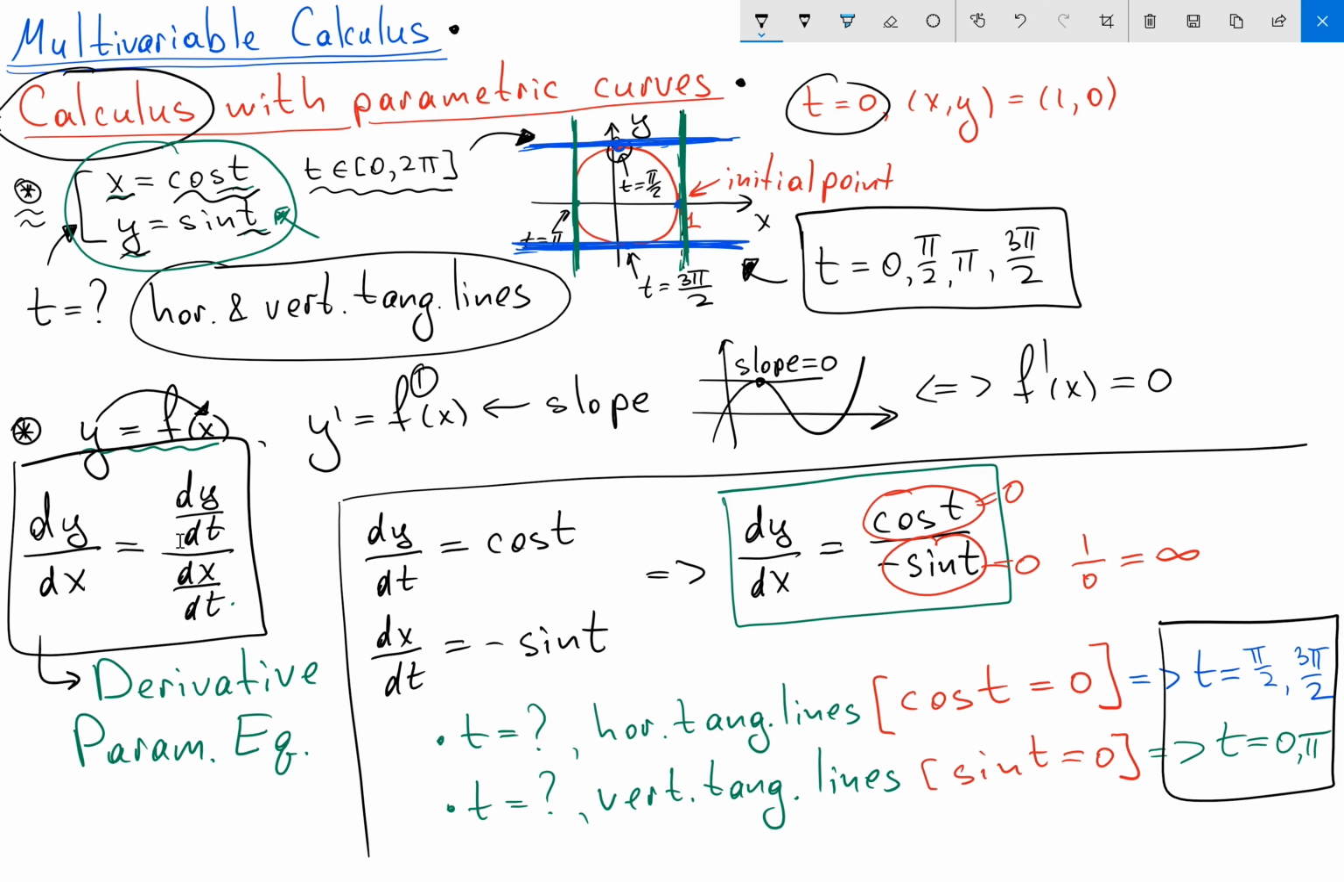Okay guys, thank you for watching. In this video I showed you the formula for the derivative of parametric equations, and I showed how to use this formula to answer what the horizontal and vertical tangent lines are for our parametric curve.